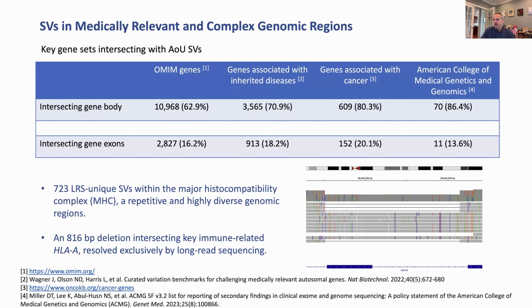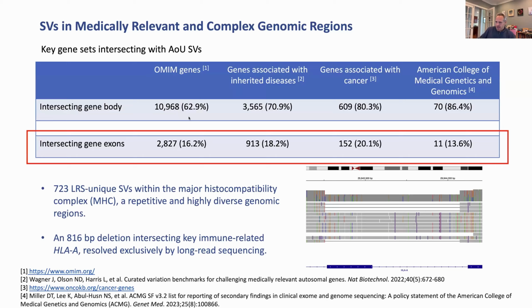So here's a tally of how often, pick your favorite set of genes. This is OMIM. Here are genes associated with inherited diseases. Here are genes associated with cancers. Here are important ACMG identified genes. And yes, structural variants are enriched in segmental duplications. They're enriched in centromeres. They're enriched in more complicated parts of the genome, but they are also occurring in all of these medically relevant genes as well. And that's really important to know as we zoom in here.